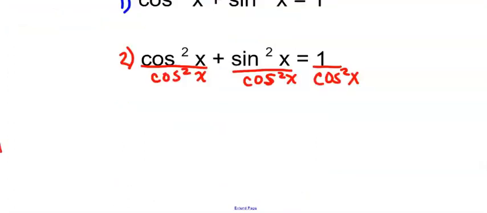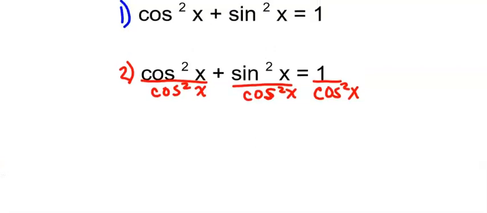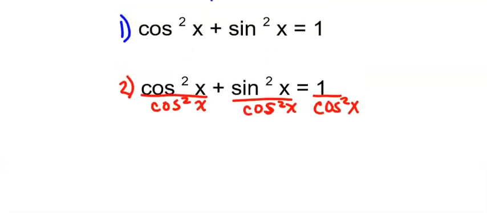All right, our quotient identities are going to help us here. Our reciprocal identities will help us here also. Cosine squared over cosine squared is just 1. If you look back at the quotient identities that we just did, we said sine over cosine is tangent. But here, because they're both squared, we'll say tangent squared. Again, this is from our quotient identity.